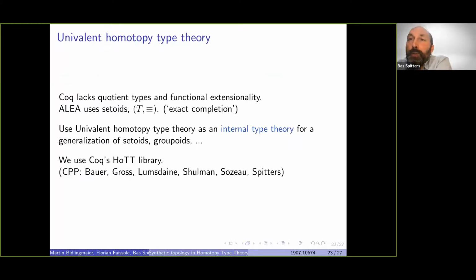So why do homotopy type theory? Well, Coq and most type theory based proof systems lack quotient types and functional extensionality. A usual solution to this is to use the exact completion of type theory, which is called setoids in a type theoretic setting. The nice thing about univalent homotopy type theory is precisely that it's the internal type theory for such generalizations of setoids, groupoids, and so on. And we use the HoTT library to actually formalize this whole construction in a proof system.